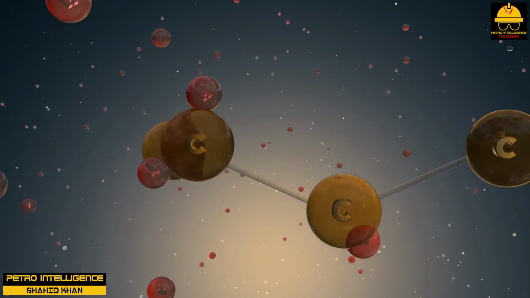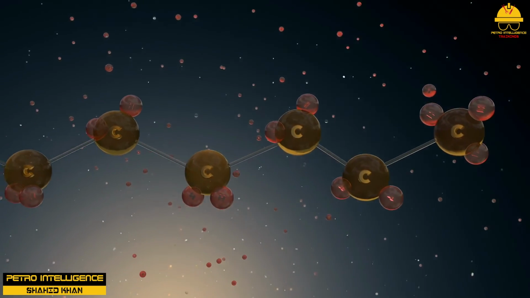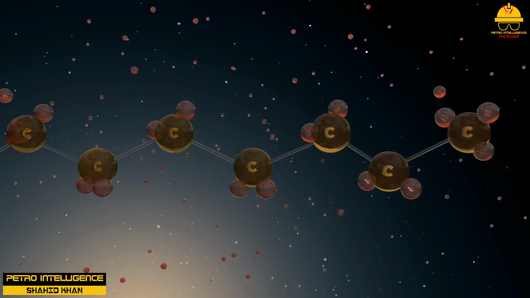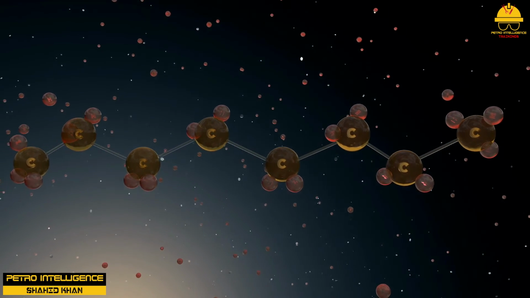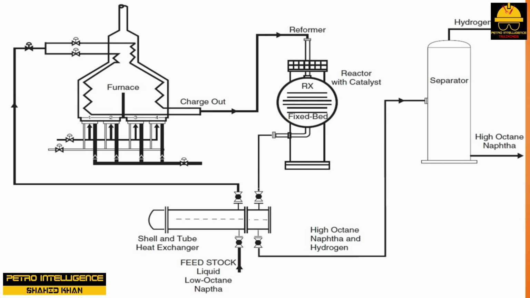When the catalyst and vaporized naphtha come into contact, the larger, low-octane molecules give up some of their hydrogen atoms and change into smaller, high-octane naphtha molecules. A separator is used to separate the hydrogen and high-octane naphtha.